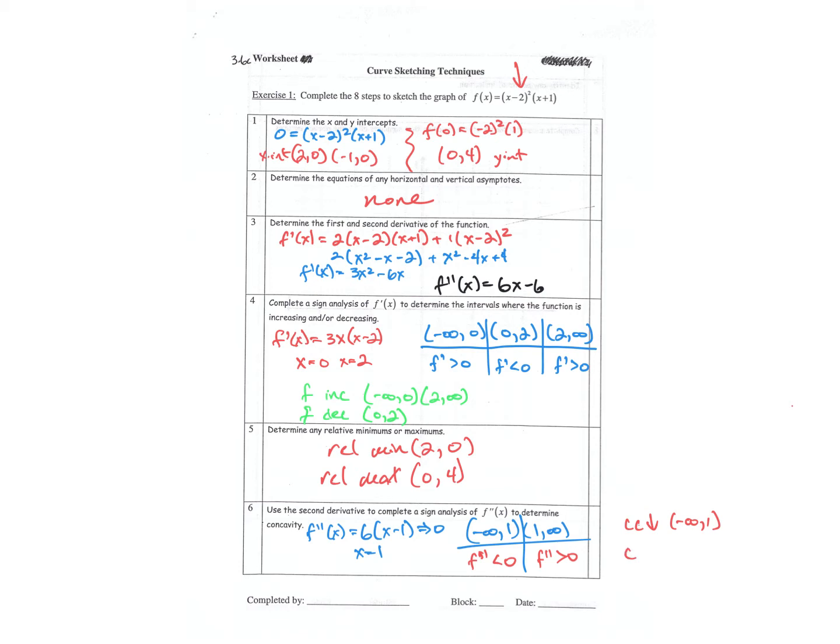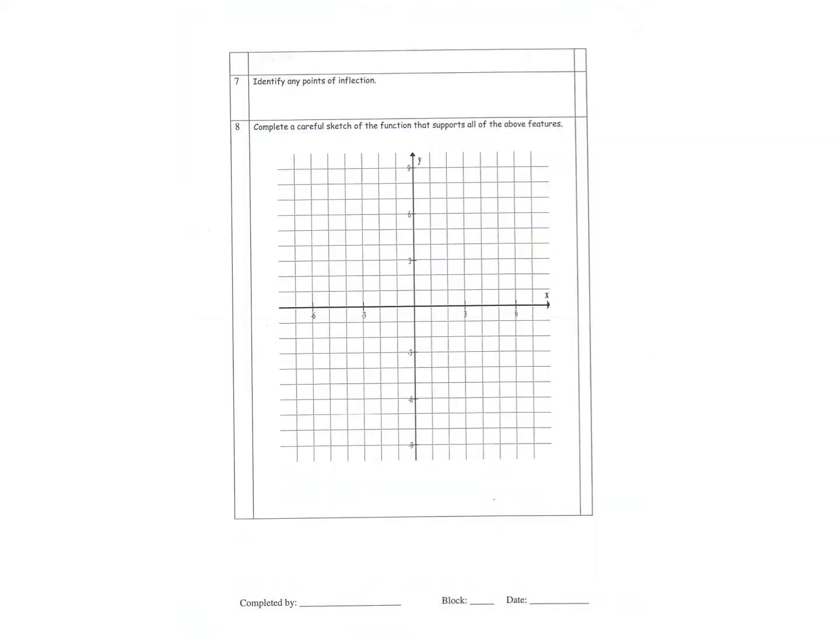All right. And then when am I concave up? From 1 to infinity, because f double prime is greater than 0. F double prime is positive. All right. Do I have any points of inflection? Yeah, I sure do.